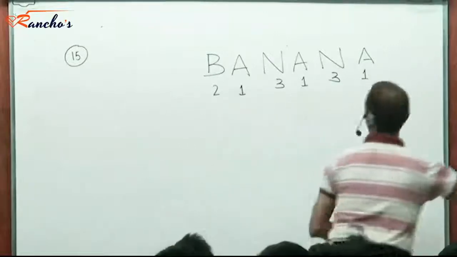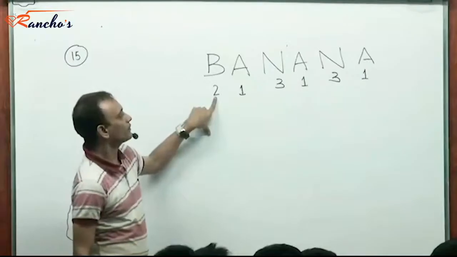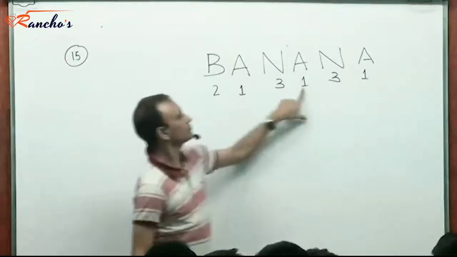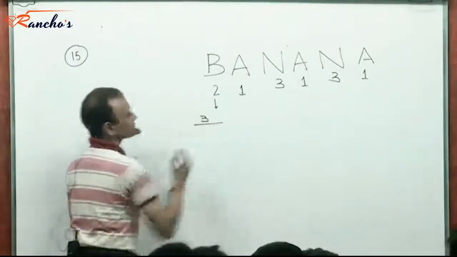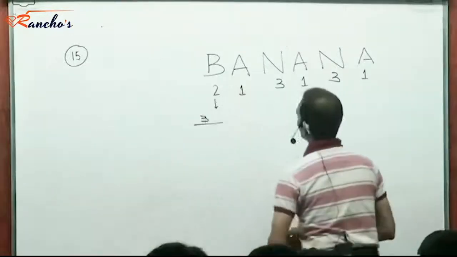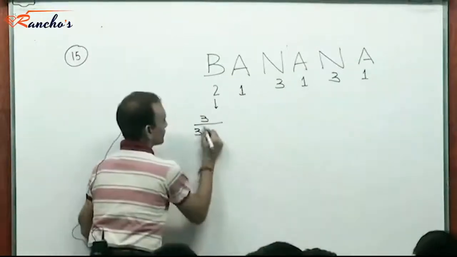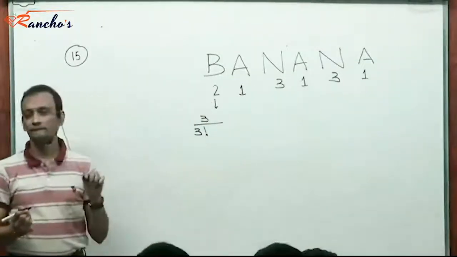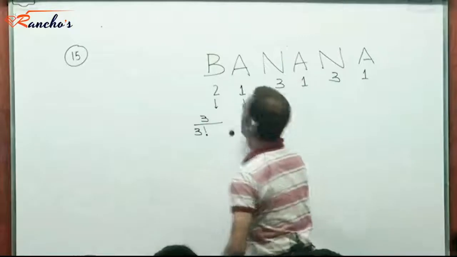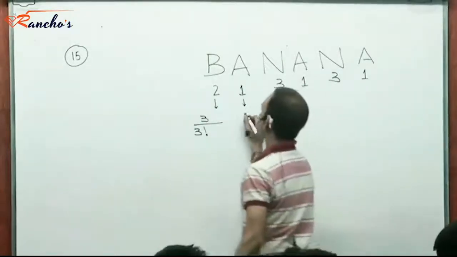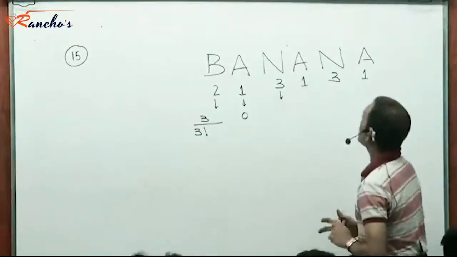Now, how many less than 2? 3. But what I do is, these 3 are repeating, so I divide by 3 factorial. How many less than 1 to the right of 1? 0. How many less than 3?